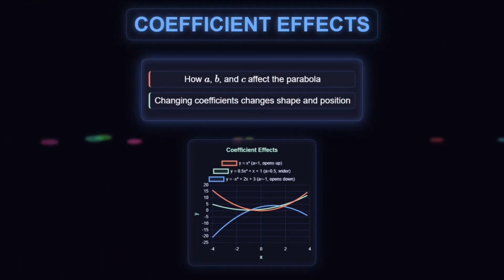Coefficient effects show how a, b, and c change the parabola. The coefficient a controls opening direction and width. The coefficient b affects horizontal position, and c controls vertical position. Changing these transforms the entire curve.